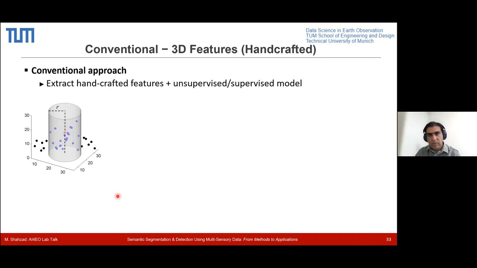You could either use a KNN graph, or fit a cylinder like this, or make a spherical neighborhood, whatever fits your application. For example, here I'm showing you this cylindrical neighborhood, where this red point is the point of interest, and these two points are the neighbors of this red point, and the rest are not neighbors of this point.